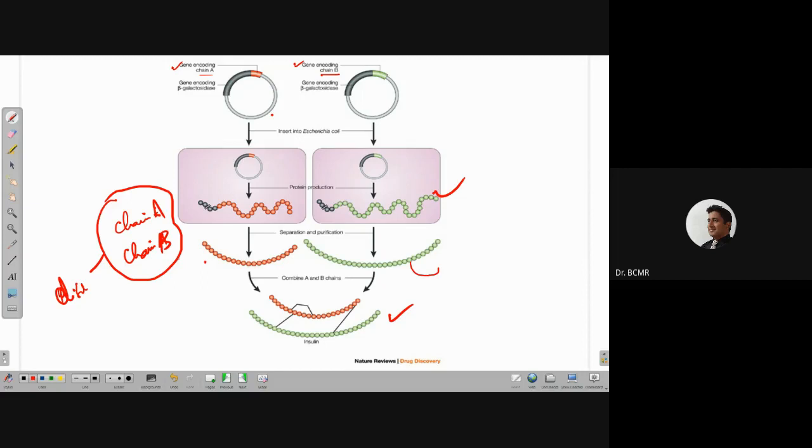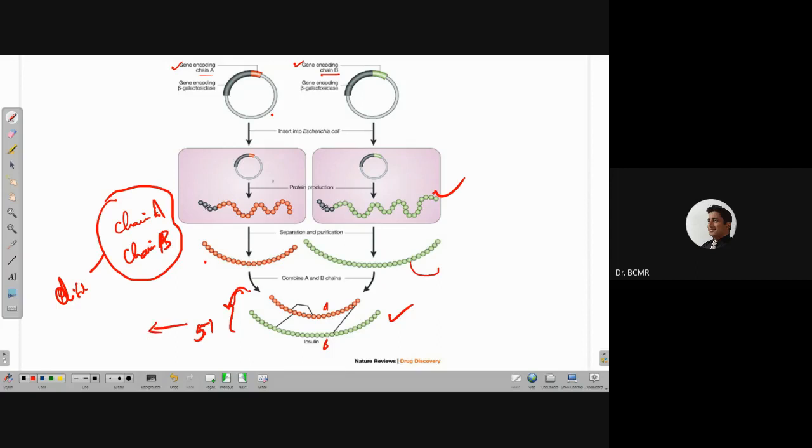After allowing the disulfide bond formation, they purify it, and those that have 51 amino acids will be a combination of chain A and chain B. So they would have purified this and then sold it as insulin.